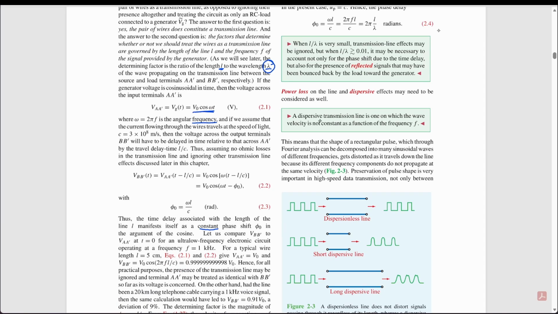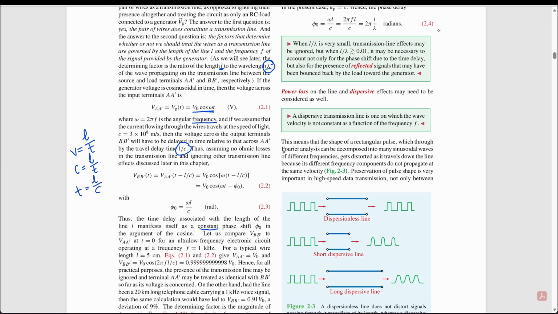And if we assume that the current flowing through the wires travels at the speed of light, which is 3 times 10 to the power 8 meters per second, then the voltage across the output terminals B will have to be delayed in time relative to that across A by the travel delay L over C. So speed is length over time. Our speed is C, so C equals L over T, and the delay is the time it takes to travel, so T equals L over C.